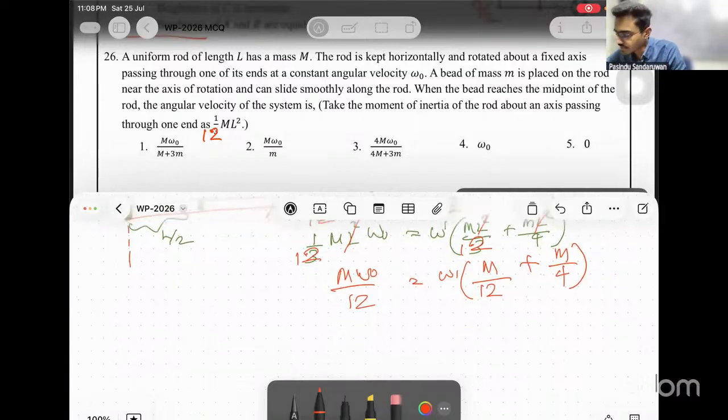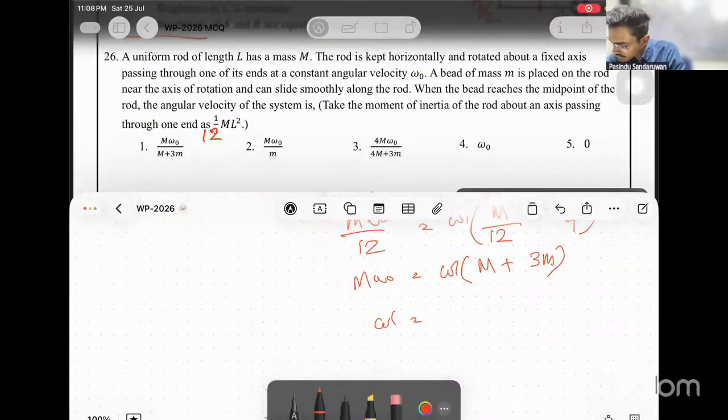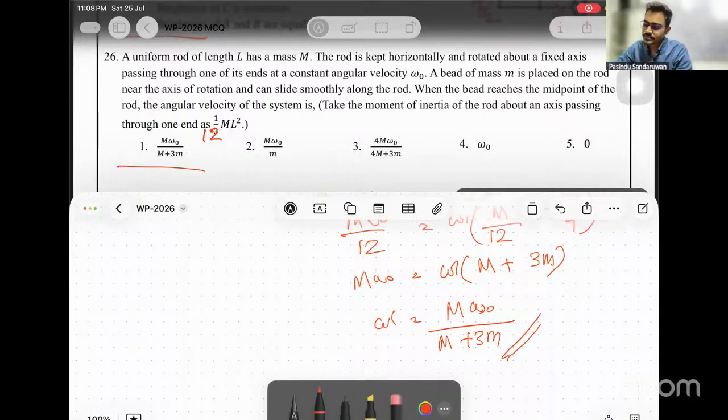All right. Multiply the entire equation by 12. Then m omega squared equals omega dash. Here capital M remains. By 12 means here 3m. Okay, now it's done. Then omega dash equals m omega naught over capital M plus 3m. This is the expected answer. That is 1. Please make that correction. It should be corrected as 1 over 12. Moment of inertia should be corrected as 1 over 12.